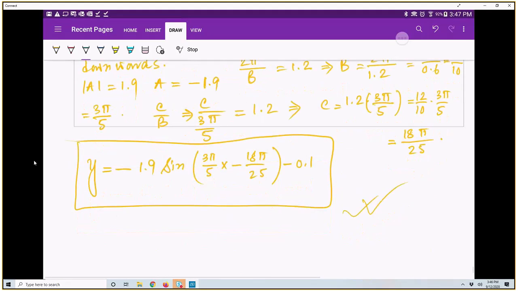So that pretty much concludes our study of graphs of sine and cosine functions. Next class, we will start talking about the graphs of tangent, cotangent, secant, and cosecant functions.